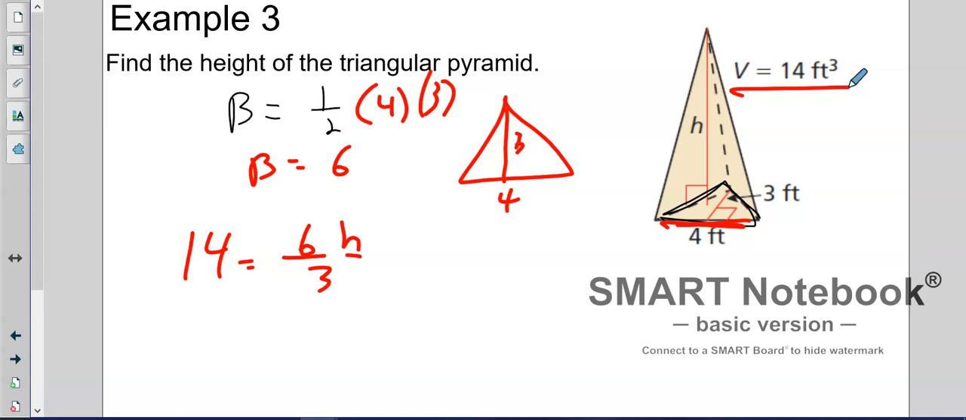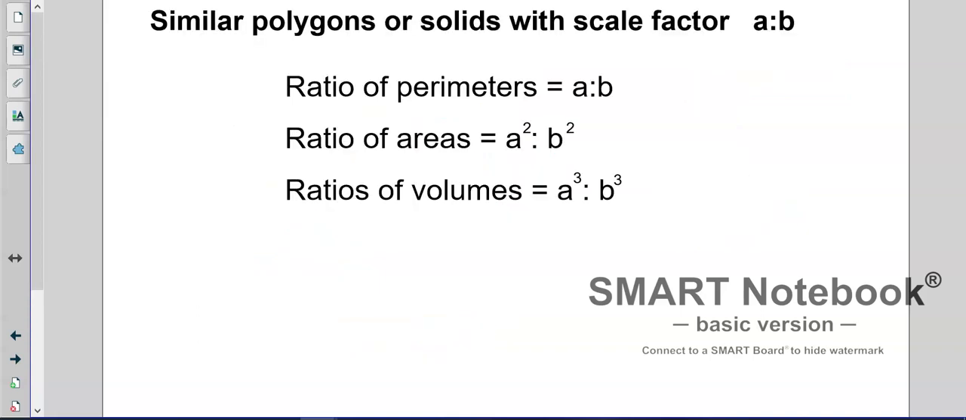All right. So, just some simple math here. 6 divided by 3 is really 2. So that's 2h equals 14. Divide both sides by 2. The height is 7 feet. Simple enough.